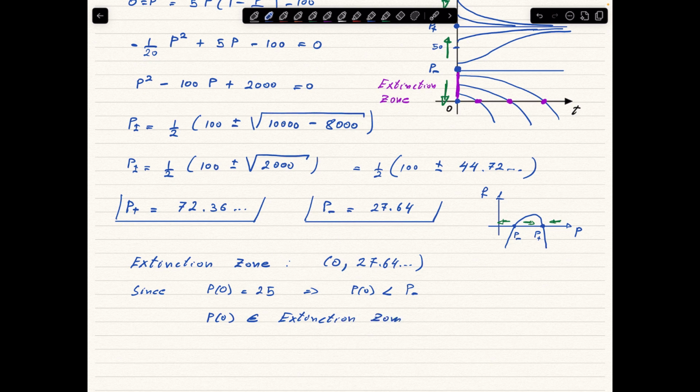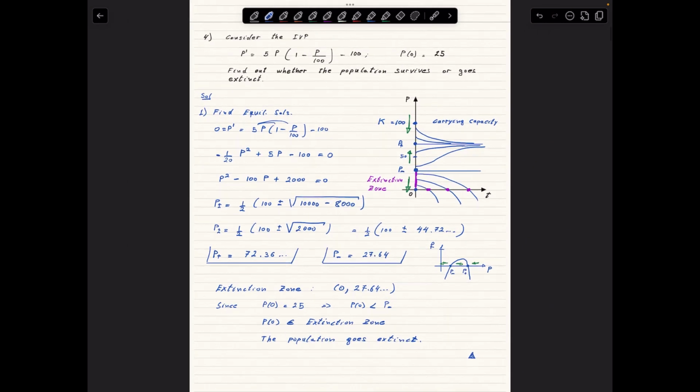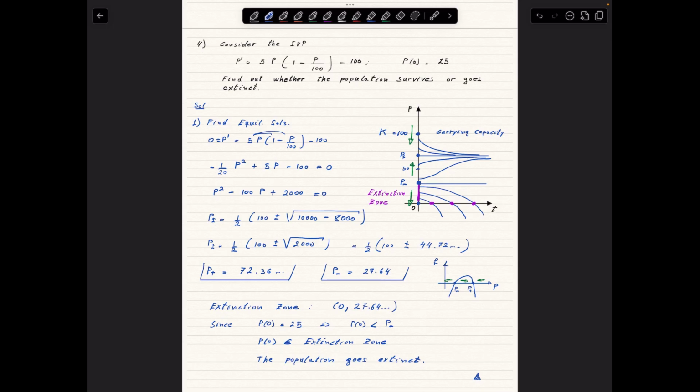And that's it. We solved the problem. We know what is going to happen. Nothing good, but that is what is going to happen. The population goes extinct. And that's it. That's how we use what we know to answer this type of questions.